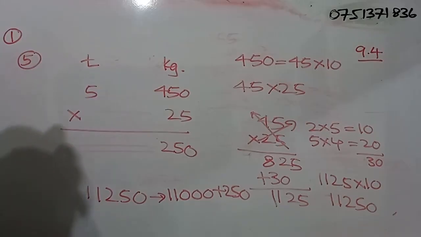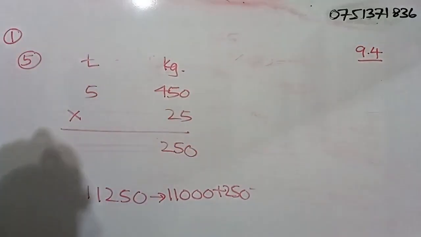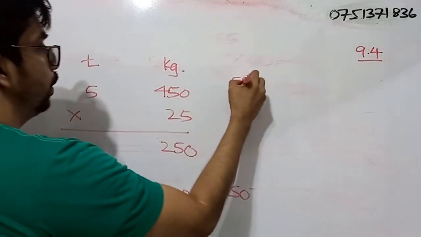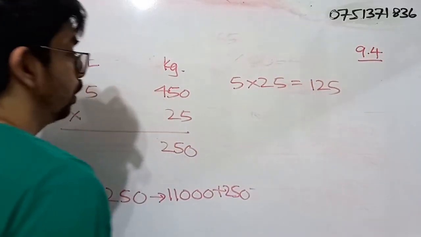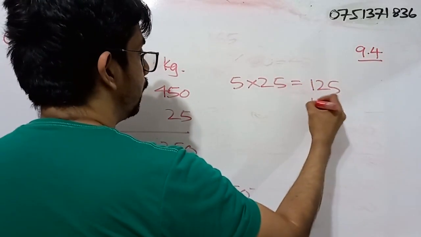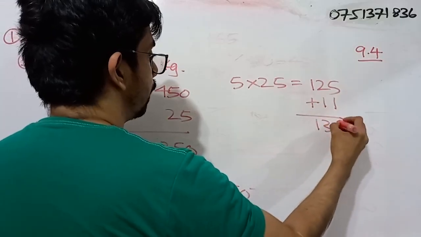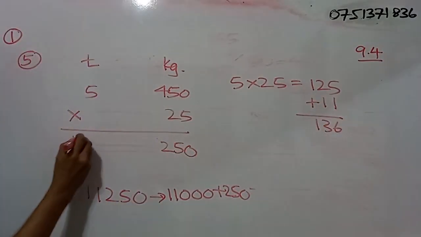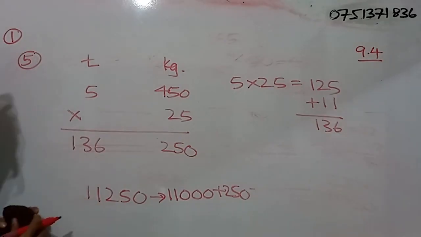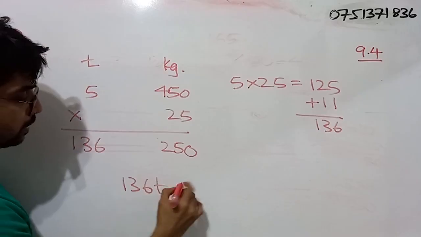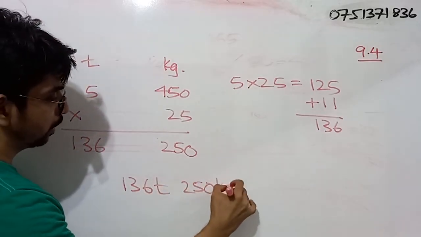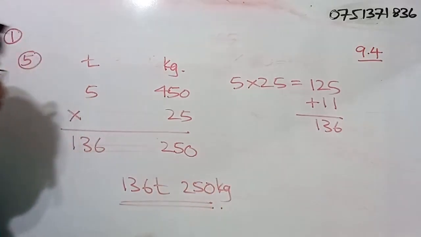Then the number that I can write under the kilograms column is 250. Okay? I'll have to multiply 25 into 5. So we know that 5 into 25, that is 125. So to this I need to add another 11. So we get 136. So the answer is 136 tons and 250 kilograms. So that is the answer.